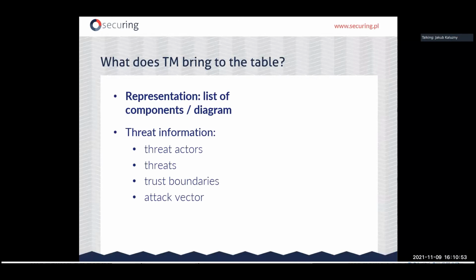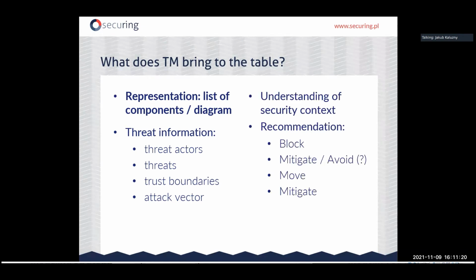So I asked myself the question, like, what does threat modeling bring to the table? And what we have is representation, so a list of components, usually a diagram, and during the threat modeling session, we add information about threat actors, about the threats themselves. Sometimes we add trust boundaries, and in some threat modeling methodologies, we add attack vectors. So we have this representation to get an understanding of the whole security situation.